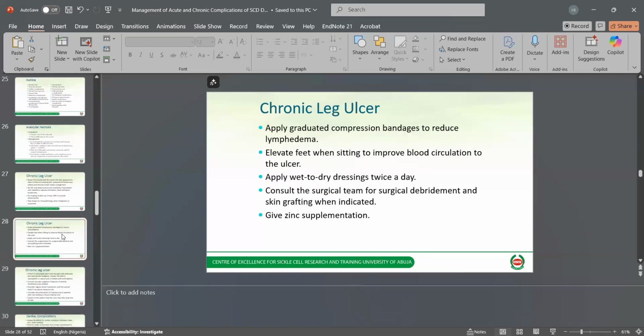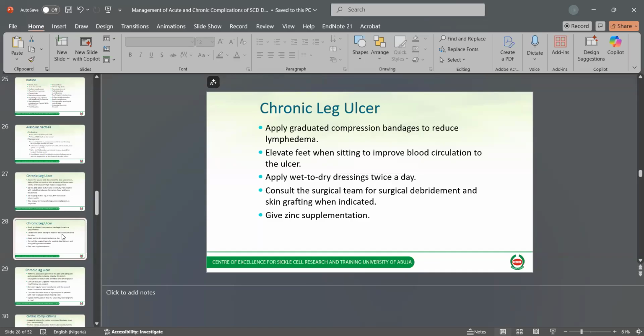Apply graduated compression bandages to reduce lymphedema. Elevate feet when sitting to improve blood circulation to the ulcer. Apply wet to dry dressings twice a day, depending on how bad the leg ulcer is. Some may require twice daily wound dressing. Consult the surgical team for surgical debridement and skin grafting when indicated.